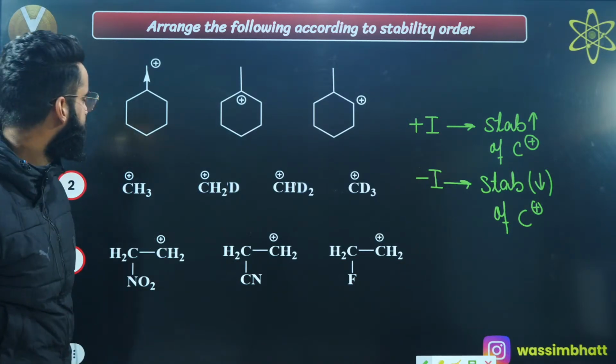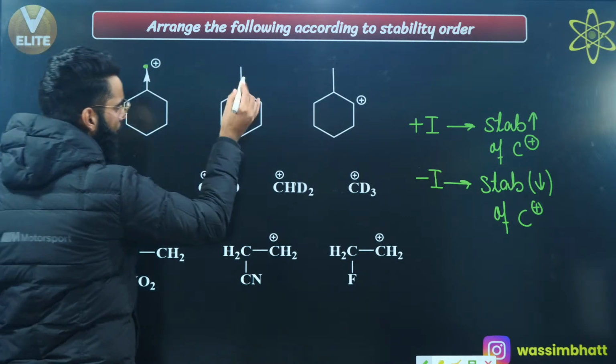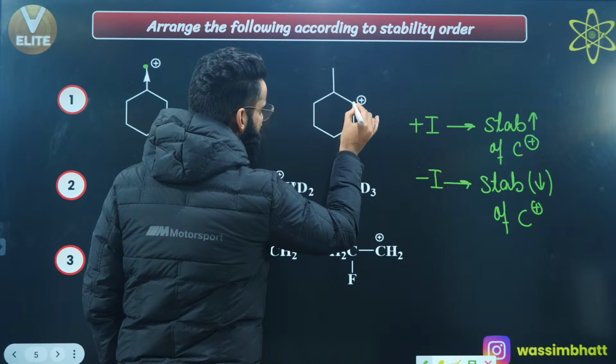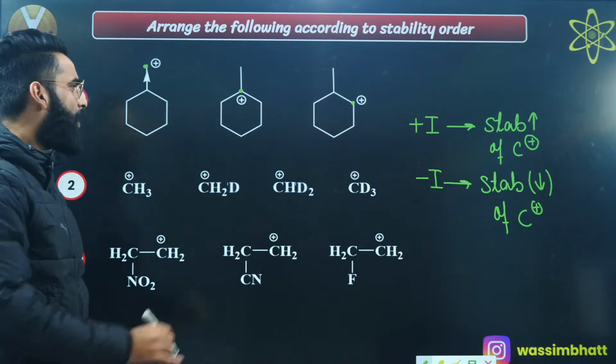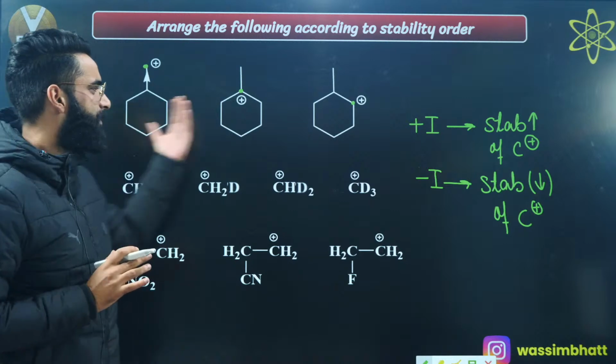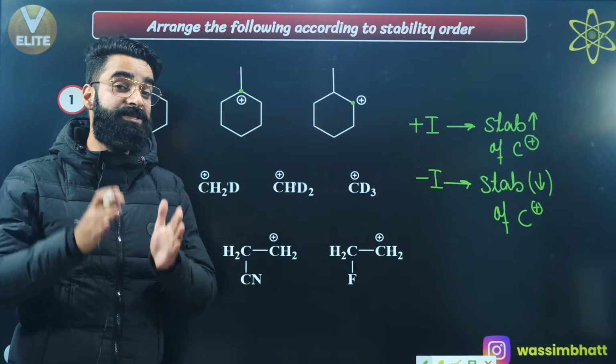Now we will have a look. Over here we have got positive charge on this carbon. Over here we have got positive charge on this carbon. Right here we have got positive charge on this carbon. I need to arrange these three on the basis of their stability order. Till now we have discussed only the inductive effect.